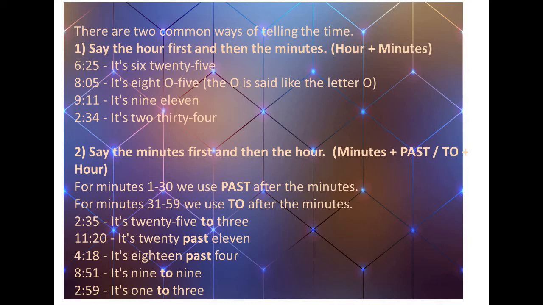And the second way: say the minutes first and then the hour. Minutes plus past or to, and then the hour. For example, for 4 minutes, we use past after the minutes. For 4 minutes, we use to after the minutes. For example, it's 25 to 3, not to 4. It's 25 to 3. Next, it's 20 past 11.